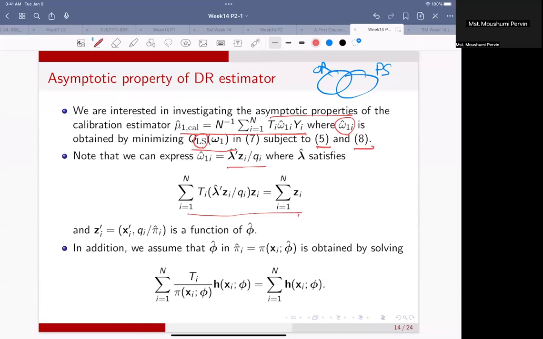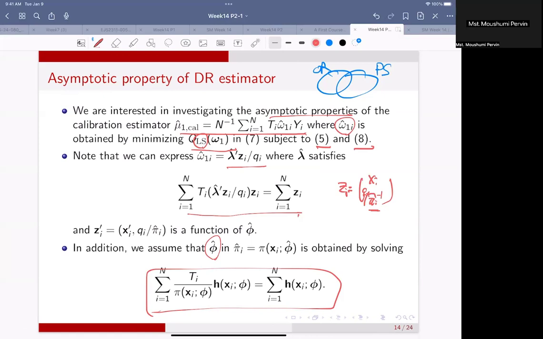The tricky part is that Zi contains Xi and pi i hat inverse, I mean Qi. Qi is a function of X, but pi i hat is a function of a parameter in the propensity score model. So then we need to consider a certain equation for phi. Phi hat is a solution to this equation. Now, how do we discuss the property?